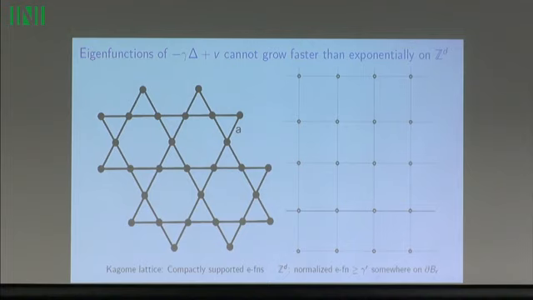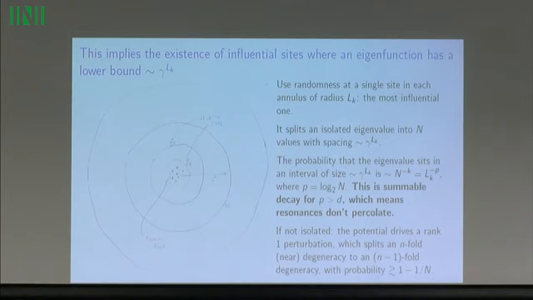So if you go to the boundary of some box, somewhere along that boundary the eigenfunction has to be no smaller than exponentially in the radius of the box. This basically implies that there are going to be influential sites where an eigenfunction has a lower bound, a pretty tiny lower bound, but a good lower bound, essentially gamma to the L_k. That's the distance out to whatever annulus you're talking about. So the idea is we only use one site in each annulus, take the most influential one, and it splits an isolated eigenvalue into n values as you vary that potential, and the spacing will be essentially the same order.